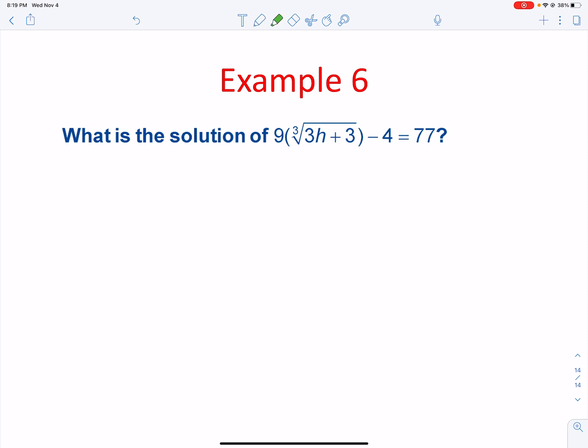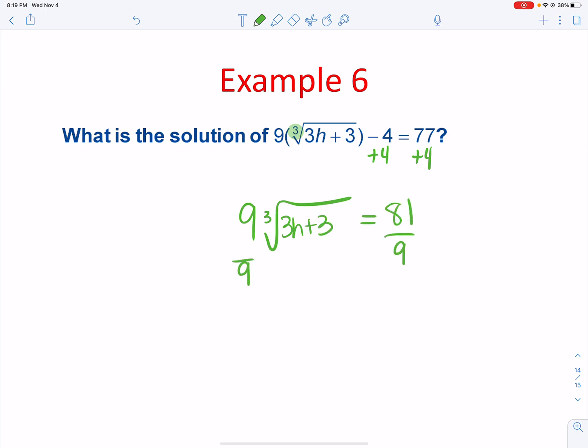You do not have to check this one because it is a cubed root, but you can if you want. So you're going to add 4 to both sides. So you get 9 cube root of 3h plus 3 equals 81. So I'm going to divide both sides by 9. So I'd have the cube root of 3h plus 3 equals 9.